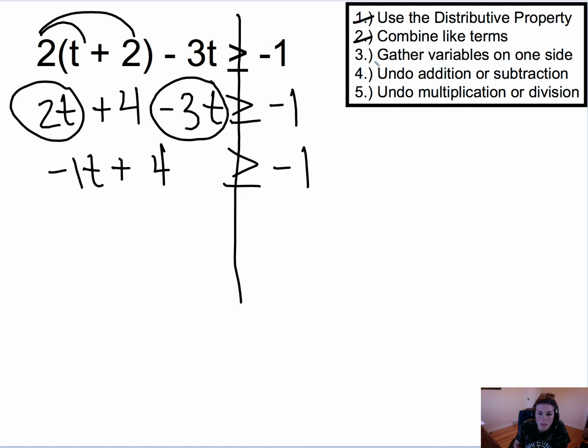We did step 1, we did step 2. Step 3, gather variables on one side. They're already on the left. There's none on the right, so I don't need to worry about step 3. Step 4, undo addition or subtraction. So I need to move the positive 4 by subtracting 4.